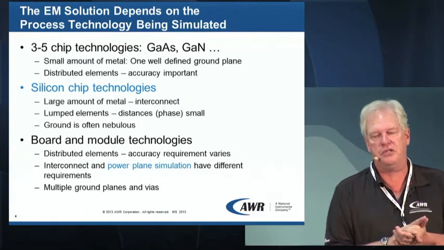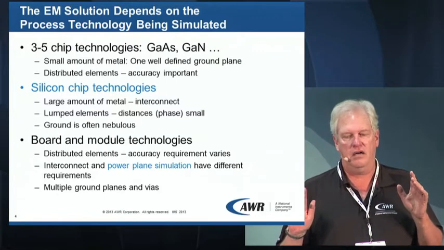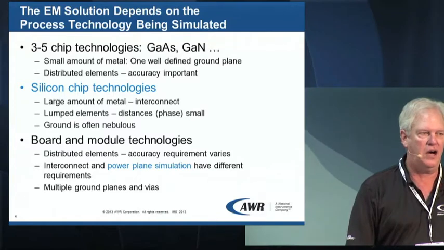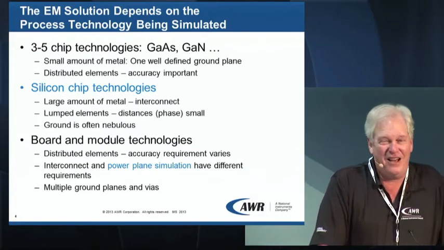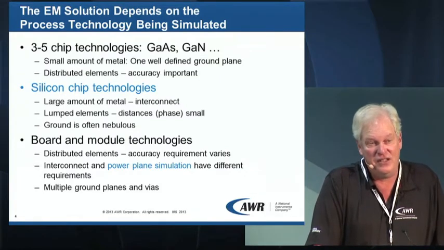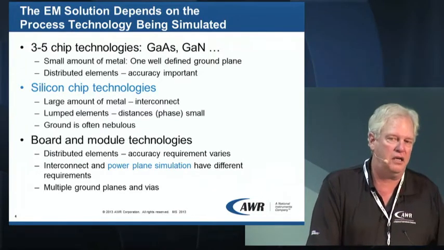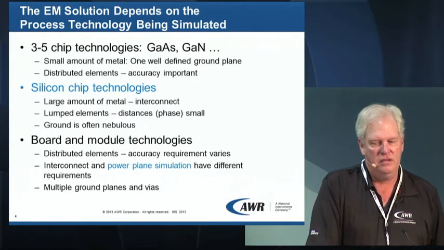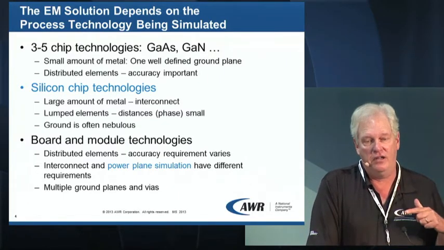I've been saying chips, boards, modules. In chip technology, we have two very different kinds of chips. We have III-Vs: gallium arsenide, gallium nitride, indium phosphide, etc. Tends to have not many elements, tends to have a really good ground plane, you know, 100 microns of GaAs, great ground plane. Very different than silicon chip technology. No well-defined ground plane. Zillions of nets, okay? Large amount of metal. They both use EM, but very differently.